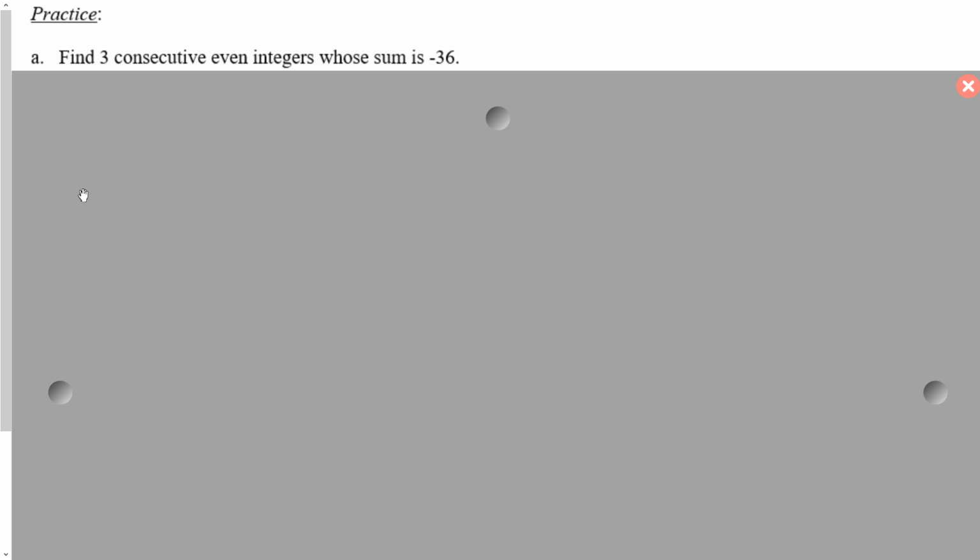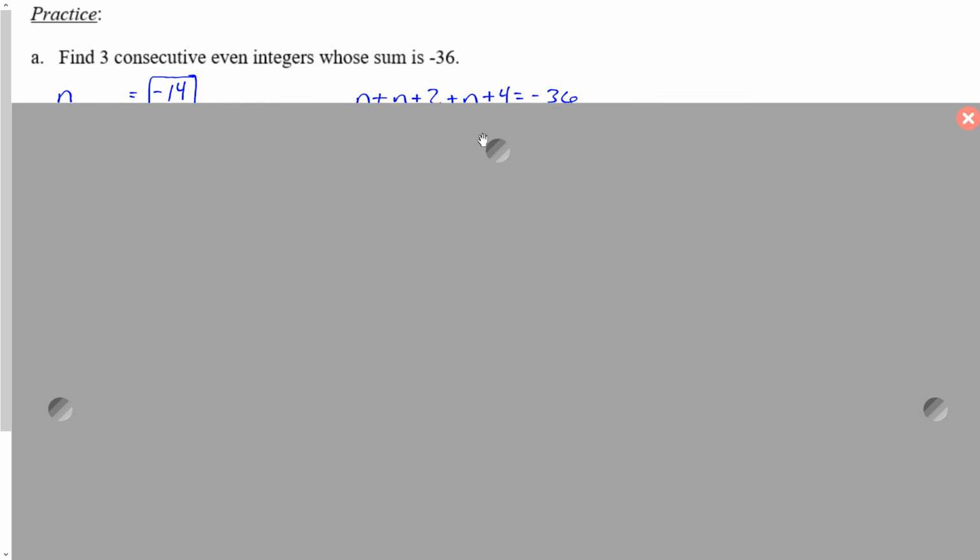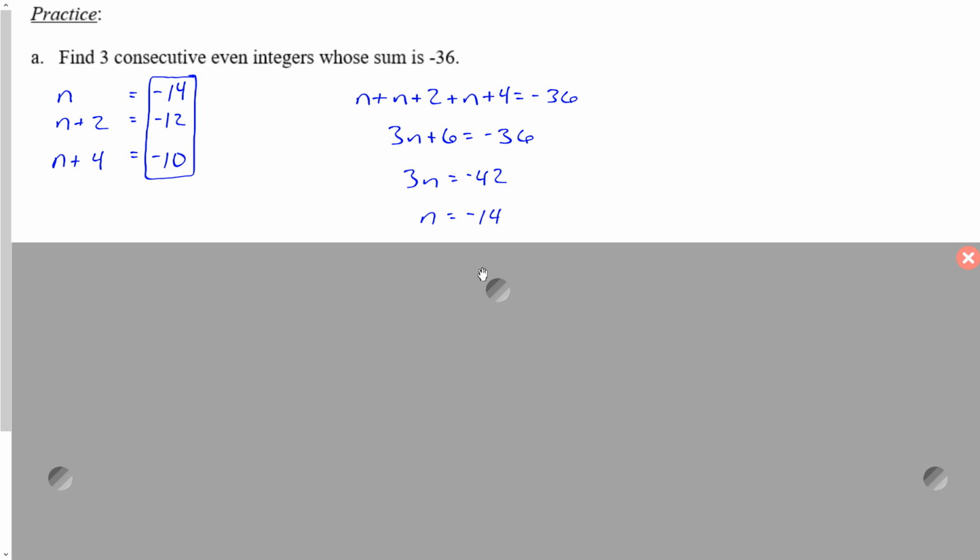So now I'd like you to try, find 3 consecutive even integers, whose sum is negative 36. Hopefully, your work looks like this. Because we have even integers, consecutive even integers that we're asked for, we have to have n plus 2, and n plus 4 as our variable terms. And again, we're just told the sum is negative 36. So we take those 3 variable terms, add them together, set them equal to that total of negative 36.